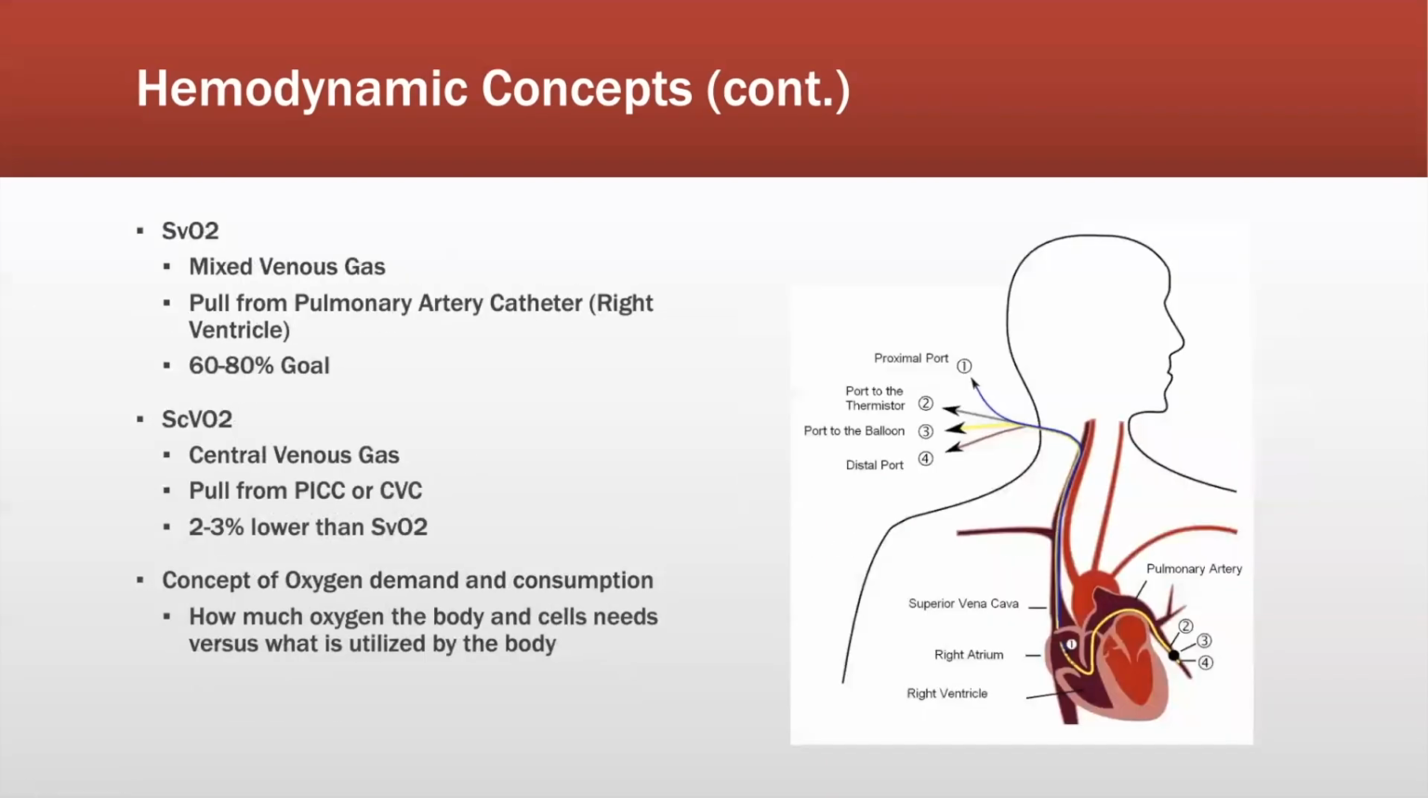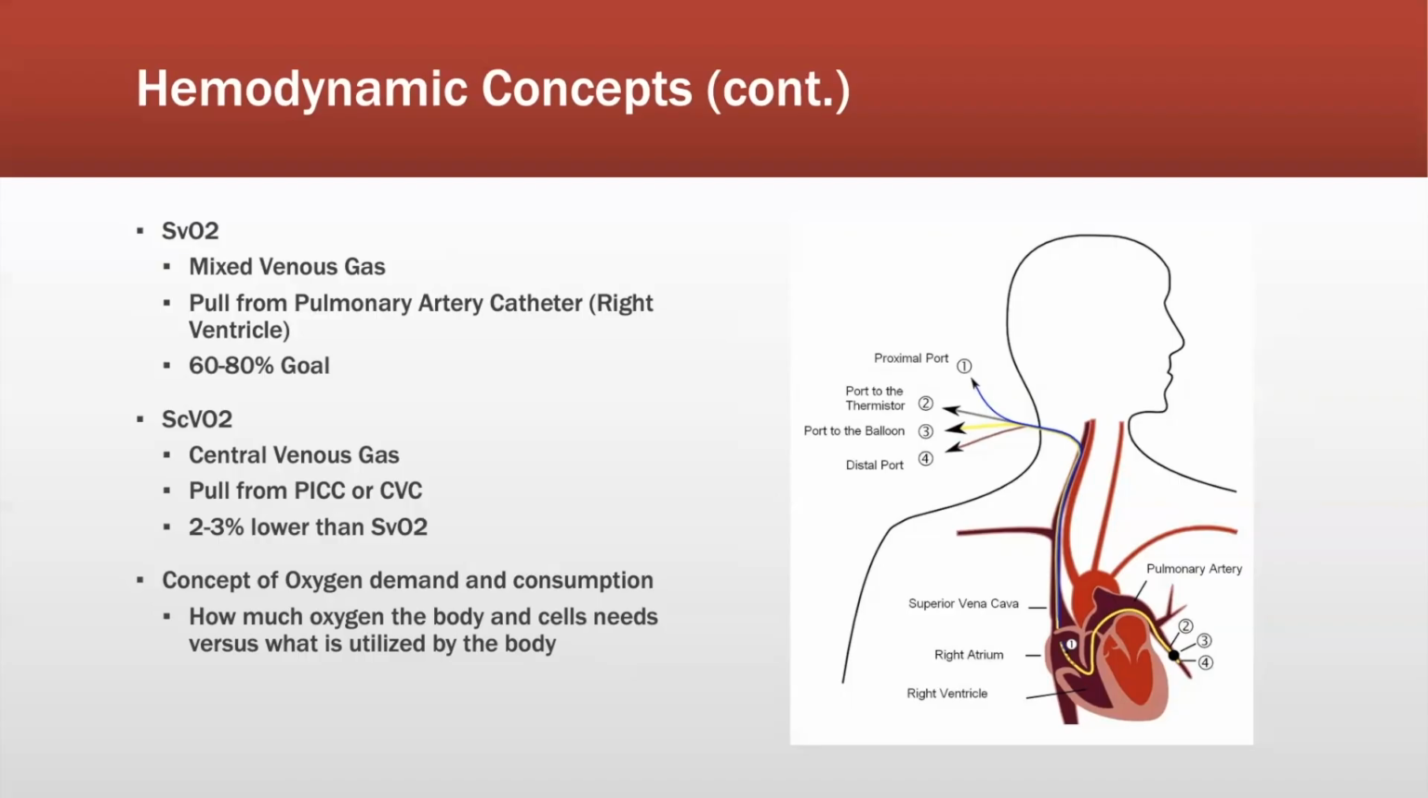All right, moving on to SVO2 and SCVO2. These all have to do with oxygen demand and consumption. SVO2 is a mixed venous gas. This is pulled from the PA catheter right out of the right ventricle here. And the goal for SVO2 is 60 to 80%. So what we want our mixed O2 to be is 60 to 80%. You don't want it too high, you don't want it too low. We want it to be 60 to 80.